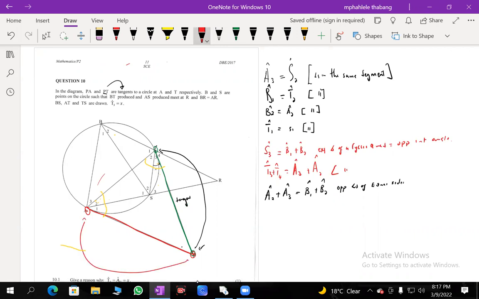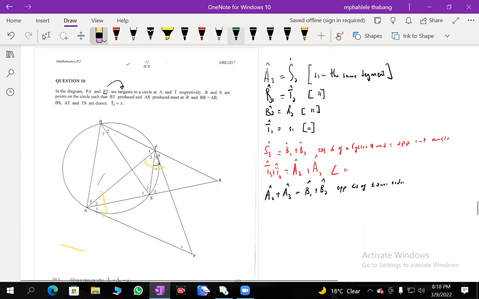Still a tangent. Now, these tangents are drawn from the same point. They all come from point P. We say therefore TP is equal to AP. Tangents drawn from the same point are equal. So TP equals AP. From all they come from P, they are equal.